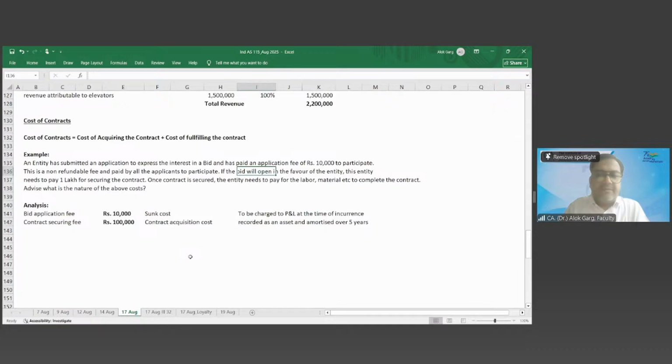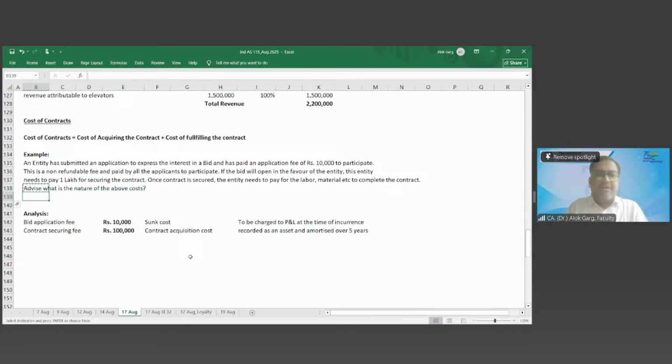So let me write: once the contract is secured, the entity needs to pay, and just a minute, let me write the contract term also. Otherwise, after 6 months, you will wonder where this 5 years has come from. The contract period is 5 years. Now, labor, material, etc. cost.